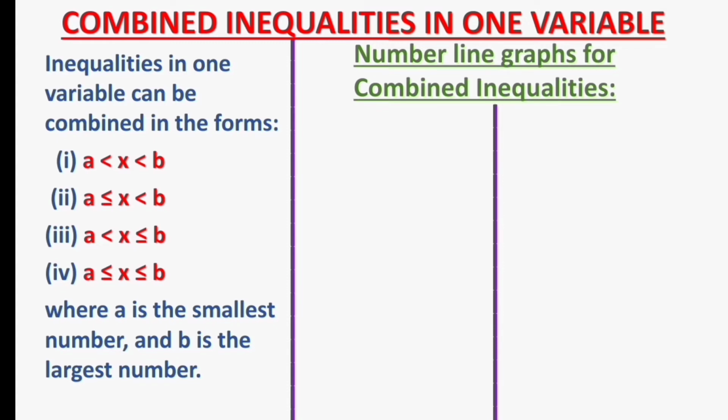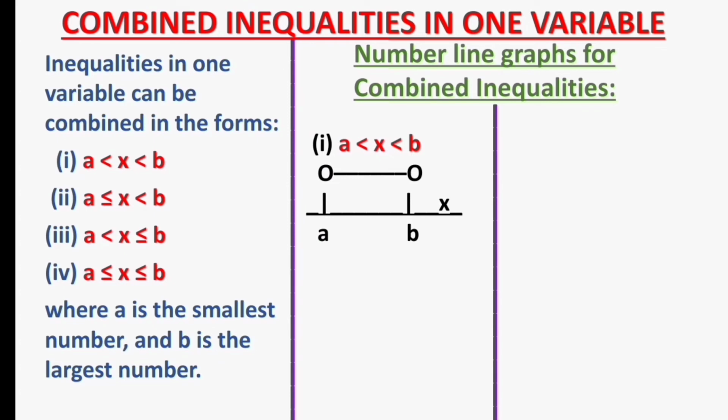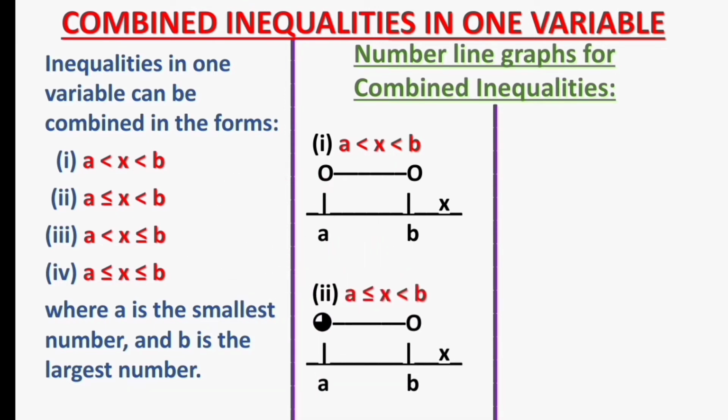The number line graphs for these four combined inequalities are as follows. The number line graph for the combined inequality a is less than x less than b involves two empty rings on the points a and b and the line joining the empty rings on line x. For the combined inequality a is less than or equal to x less than b, the number line graph involves a shaded ring on the point a and an empty ring on the point b and the line joining both rings on line x.